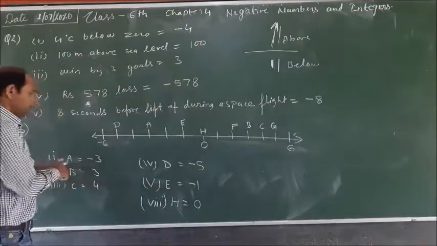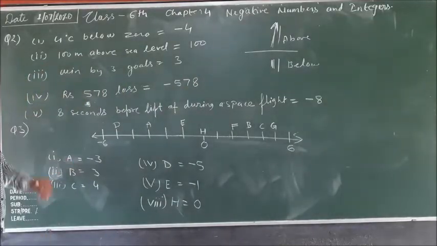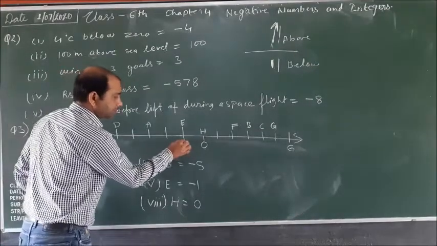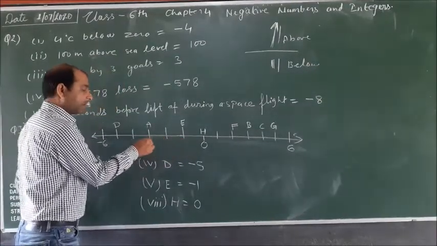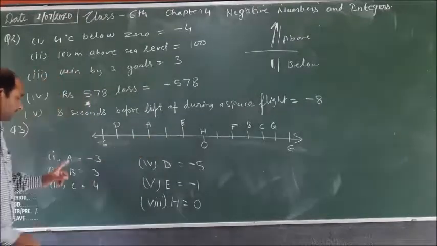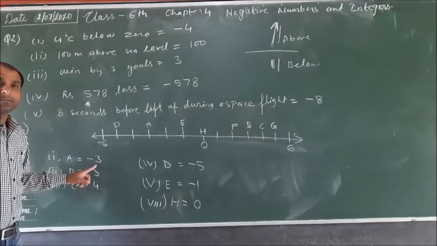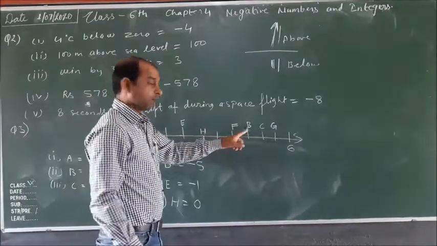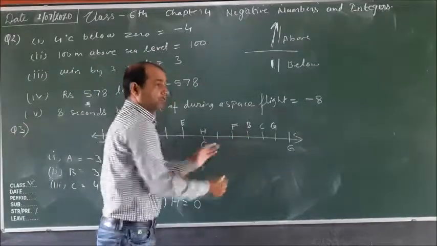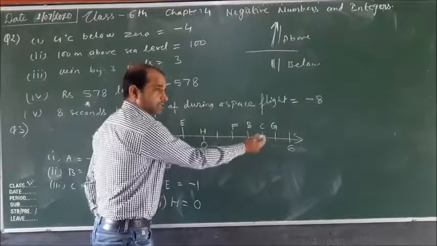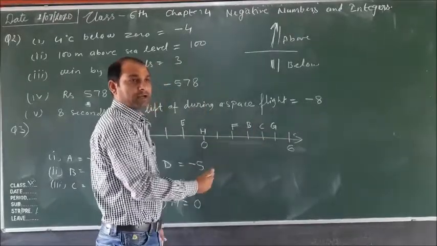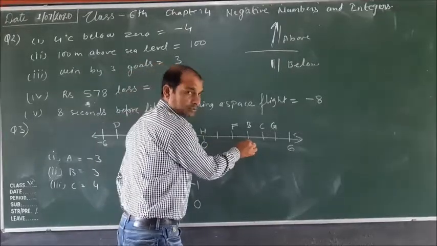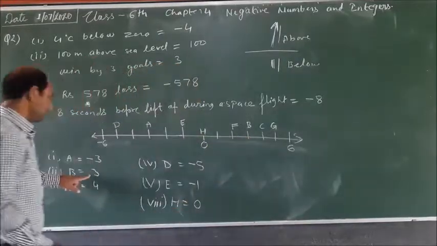So point A is at which integer? Point A, this is minus 1, minus 2 and minus 3. So we write here point A is at minus 3. B, where is B? This is B, a positive integer on the right hand side, and on the right hand side we write the positive integers. So 1, 2 and 3. So we write here 3.